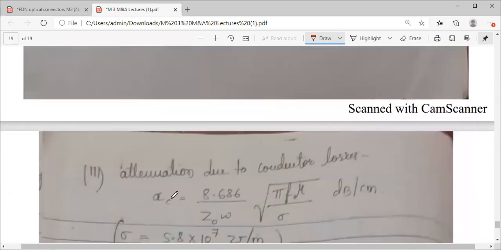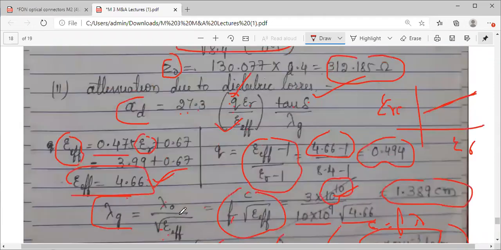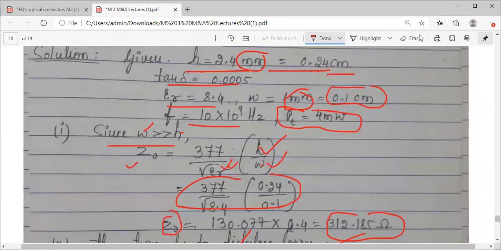Coming to the next, second attenuation, alpha c. It is alpha c is equal to 8.686 divided by Z naught into w. Z naught we have calculated in the first question. See, the first question is to find this Z naught. So it is 312.185.